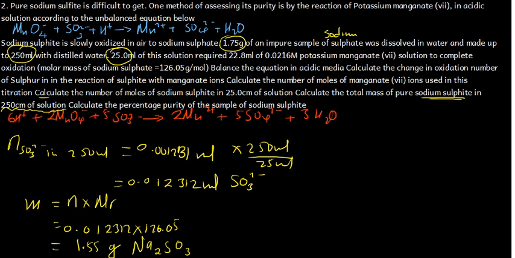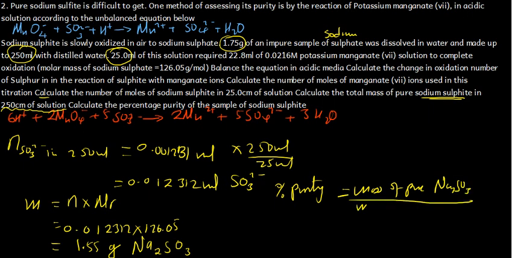Now the next question is to calculate the percentage purity of this sample of sodium sulfite. So percent purity is actually equal to the mass of pure sodium sulfite over the mass of the sample, the whole sample, which is impure.